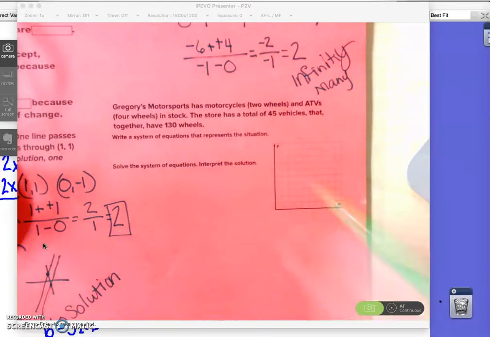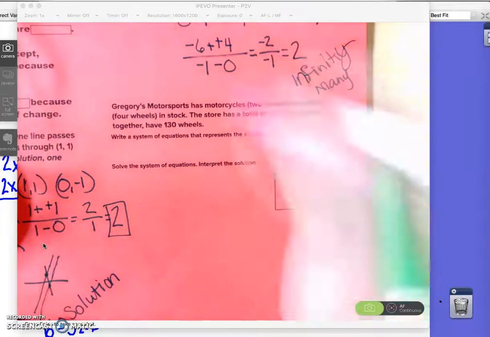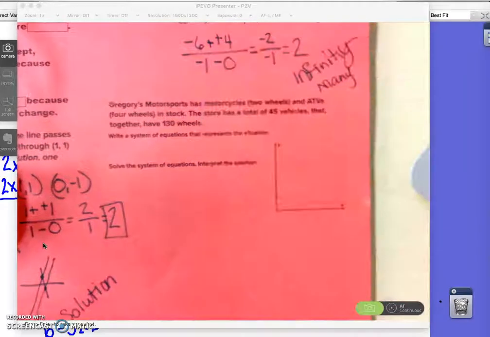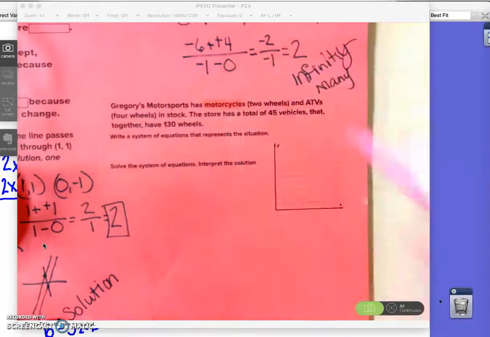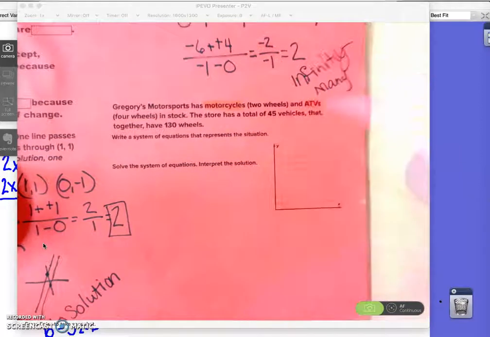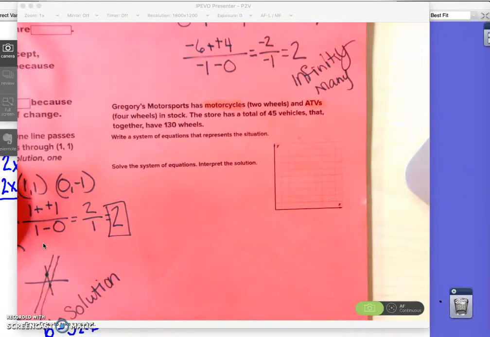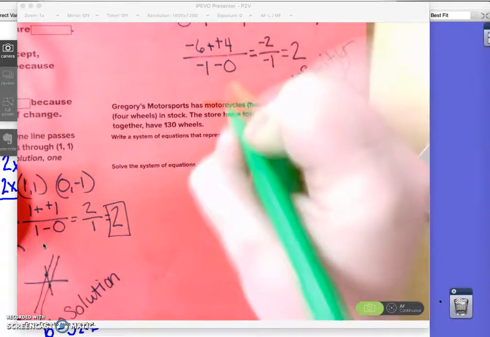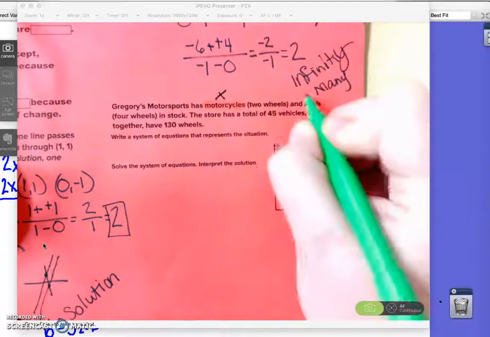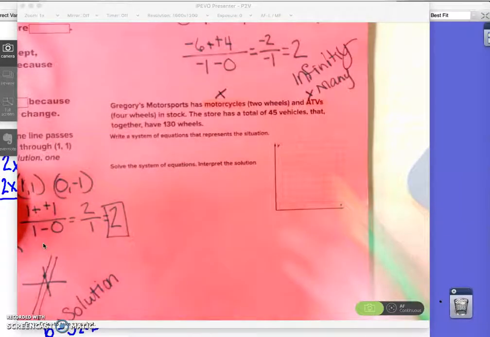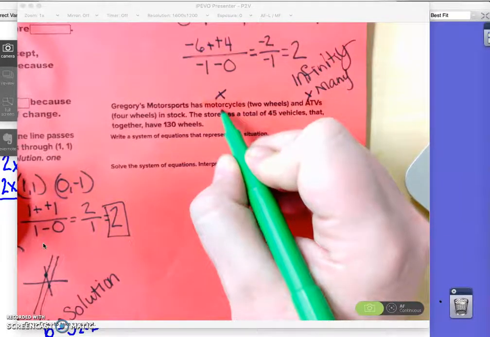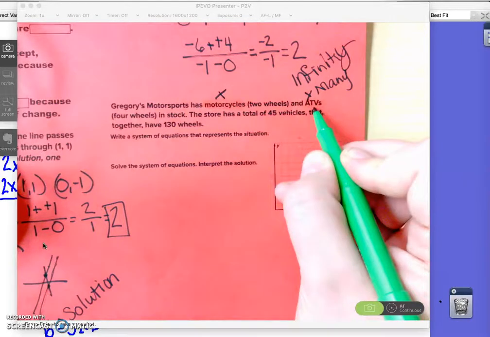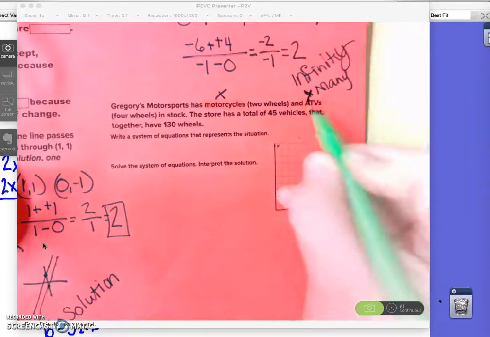Well, first, I'm going to say motorcycles. Think about the variables, and those are going to be motorcycles and ATVs. At the moment, we don't have one depending on the other, so either one could be either. So we're going to say this is our X and this is our Y. X is going to be the number of motorcycles and Y is going to be the number of ATVs.